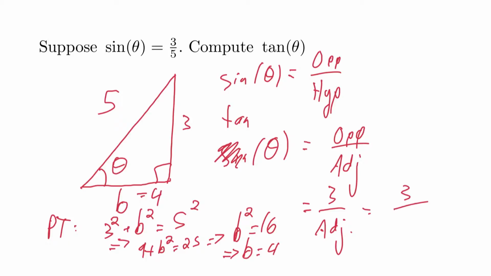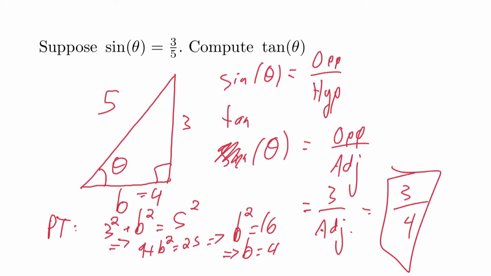So I know that the adjacent side is 4, and I get the tangent is equal to 3/4 in this case. So why did I suggest doing the problem like this? Well, the alternative would maybe be the following. First, take arc sine of 3/5 to get theta, and then compute tangent of that.